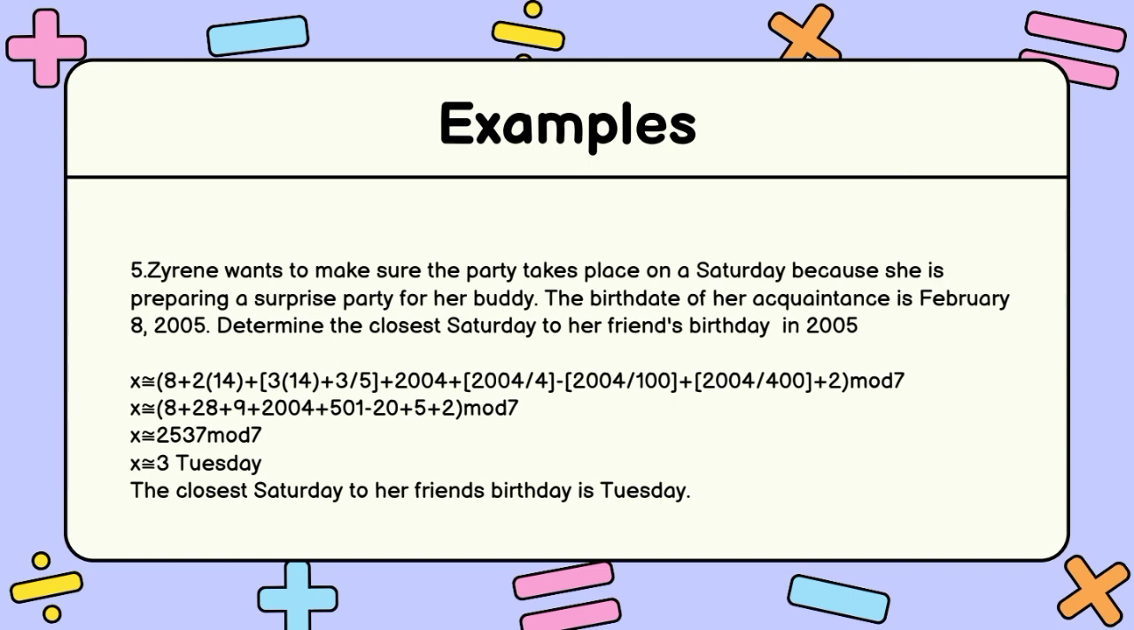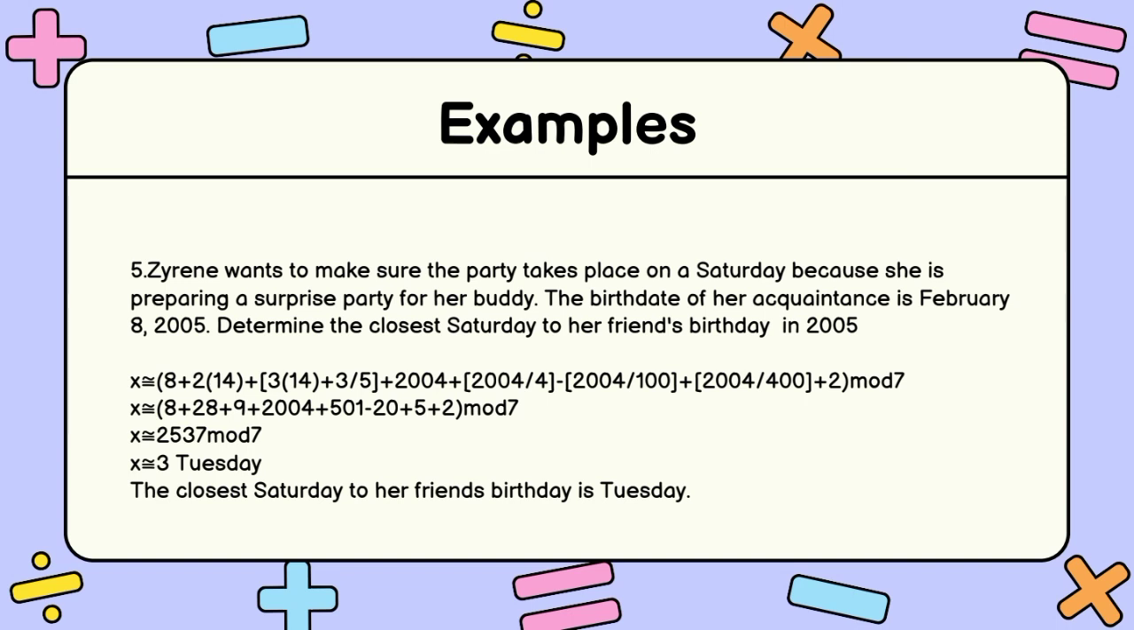Example number 5. Zyrene wants to make sure that the party takes place on Saturday because she is preparing a surprise party for her buddy. The birth date of her acquaintance is February 8, 2005. Determine the closest Saturday to her friend's birthday in 2005.